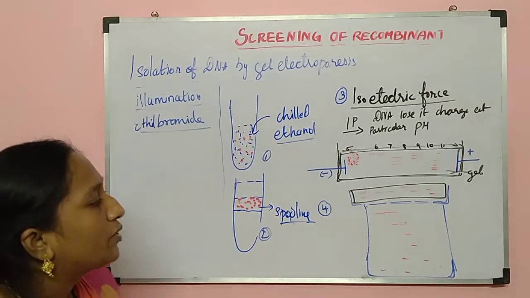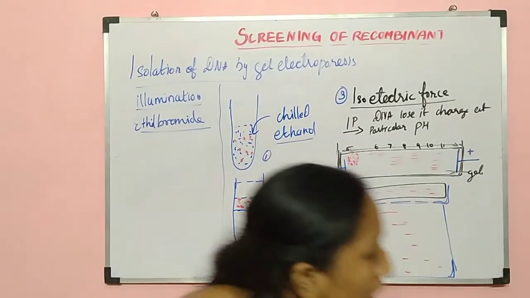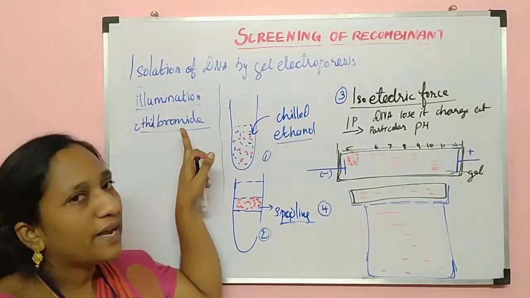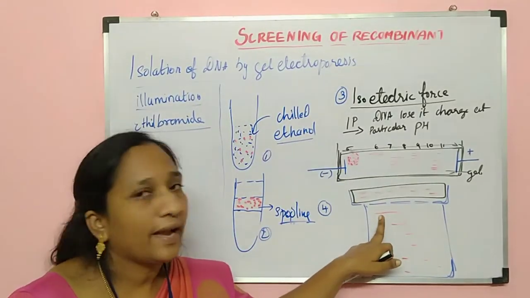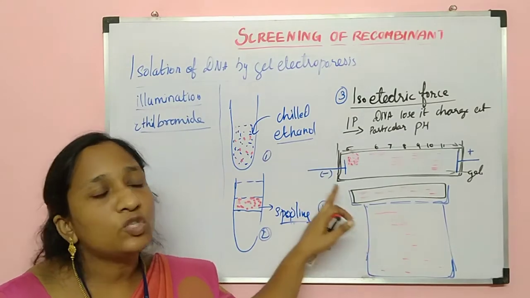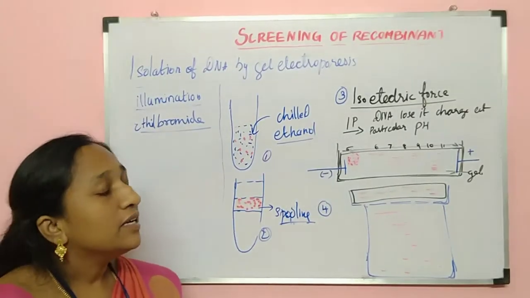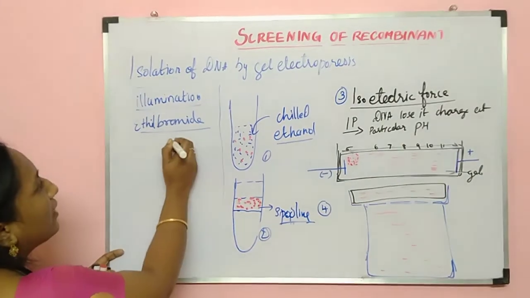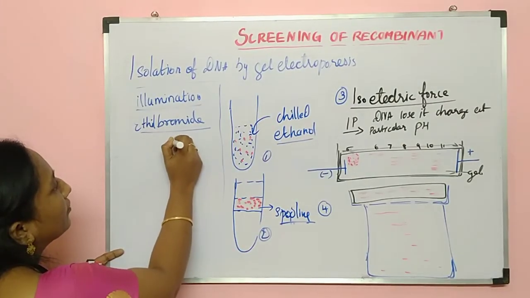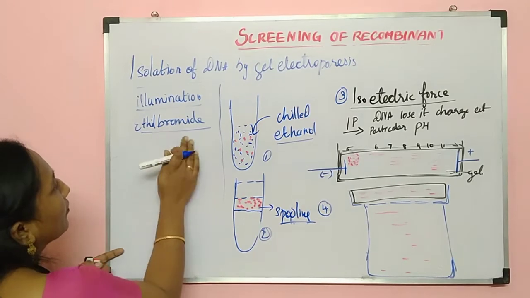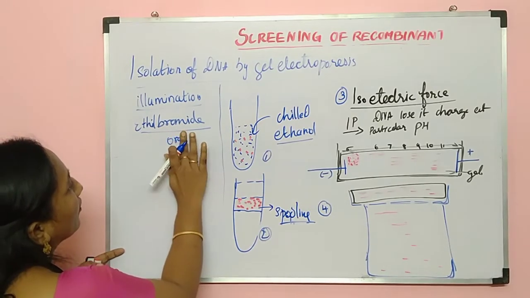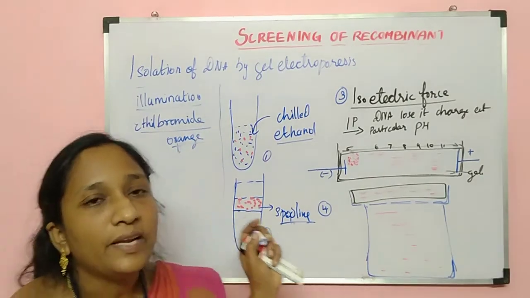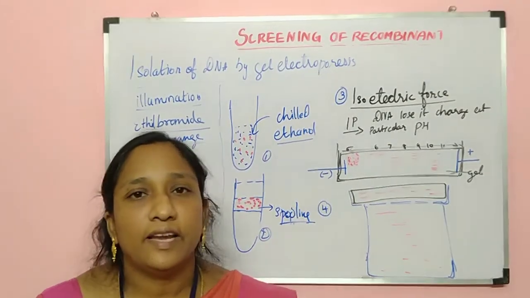First we have to take the glass plate, and the glass plate should be dipped inside the ethidium bromide. If it is dipped inside the ethidium bromide, wherever the DNA is located, that will be fixed with the ethidium bromide, and it will be reflected as orange color. So by means of ethidium bromide, we can easily illuminate where the DNA is located.